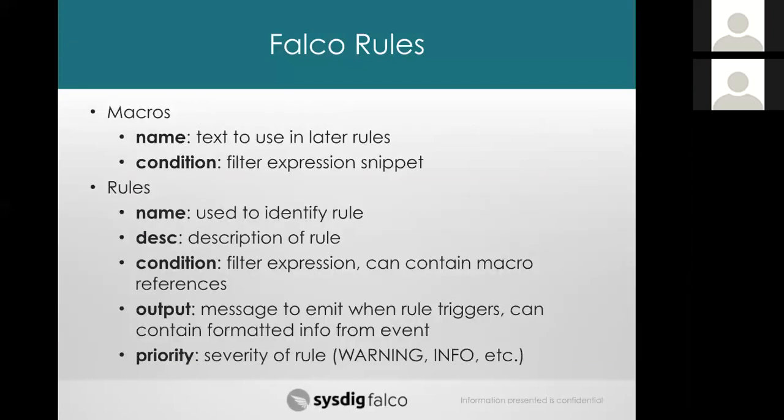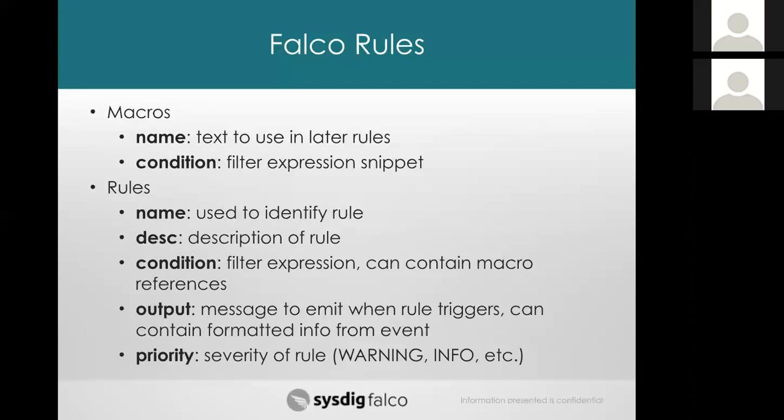And every macro has a condition. This is a filtering expression snippet. It's usually a piece of a filtering expression that you can plug into other conditions and get a full filtering expression. So here are the components of rules. Every rule has a name. That's just a way to identify it. Every rule has a description. Every rule has a condition. This, again, is a filtering expression, just like you would see in Sysdig. One difference is that it can contain these macro references to avoid super long filtering expressions.